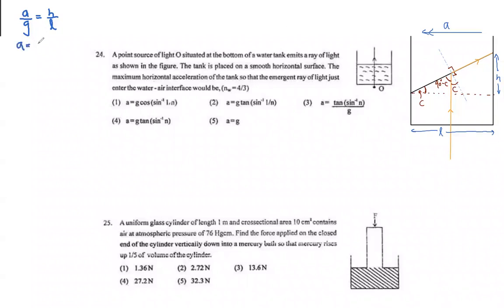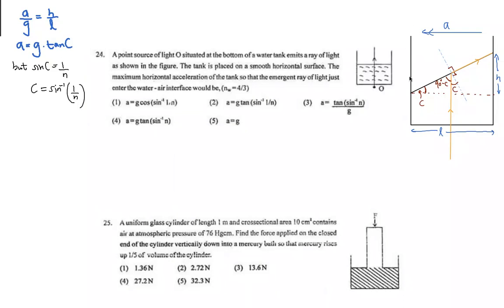So A is equal to G into, what is H over L? That is tan C, correct? H over L, the height difference over the width, is tan C, opposite over adjacent. But we know there's an equation for C. What is the equation for C? We know sine C is equal to 1 over n, because C is the critical angle. So C is sine inverse of 1 over n.